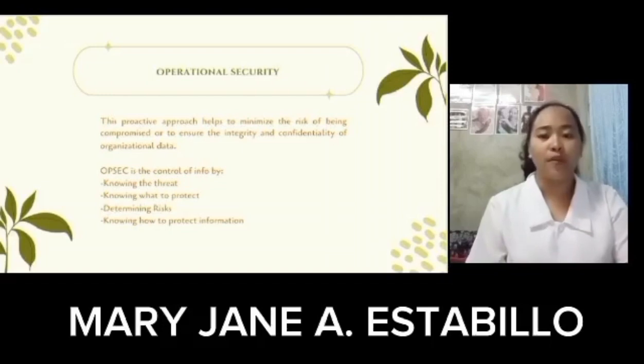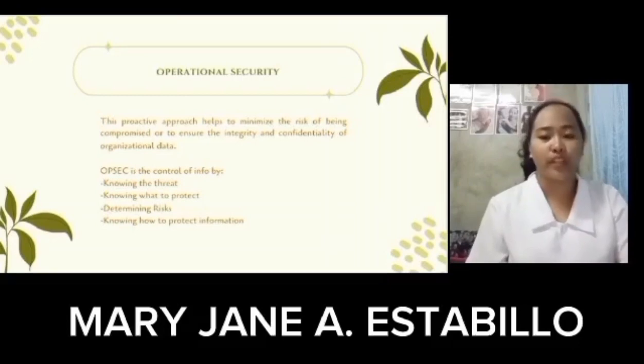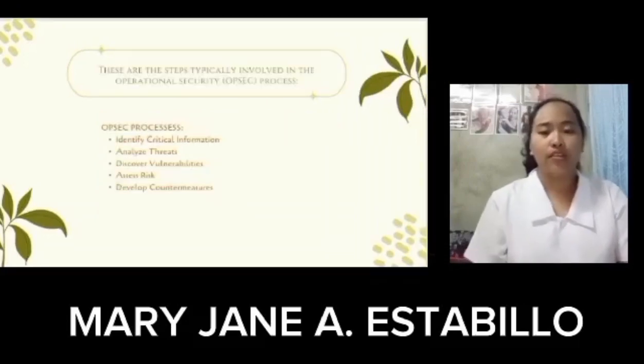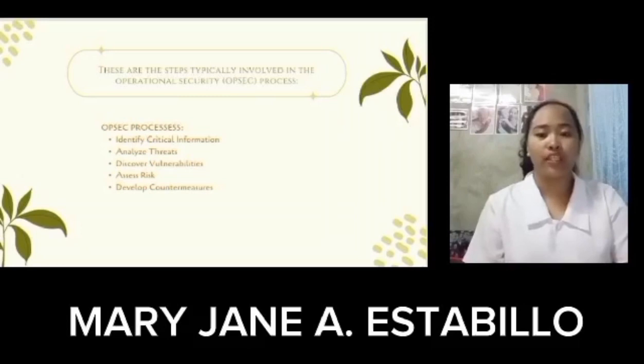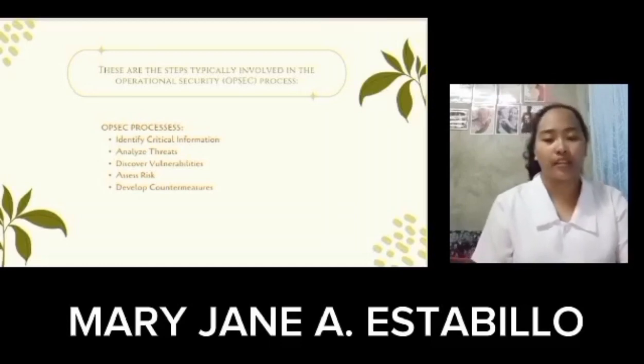data. OPSEC is the control of information by knowing the threat, knowing what to protect, determining risk, and knowing how to protect the information. These are the steps typically involved in the operational security, or OPSEC, process. First is identify critical information. It determines what information is most important to protect from potential threats. This could include sensitive data, proprietary information, or operational details.